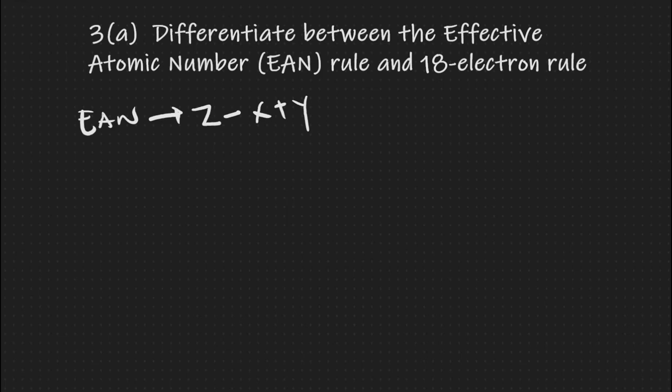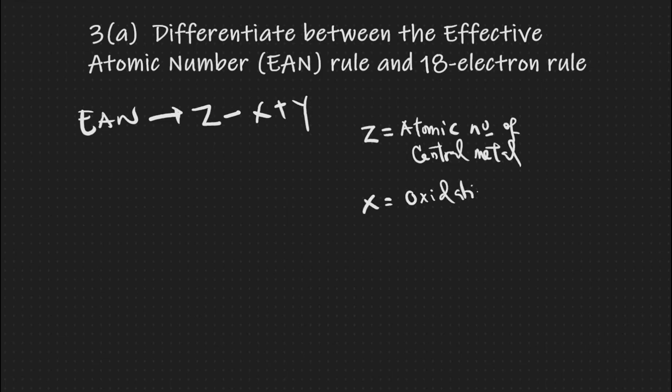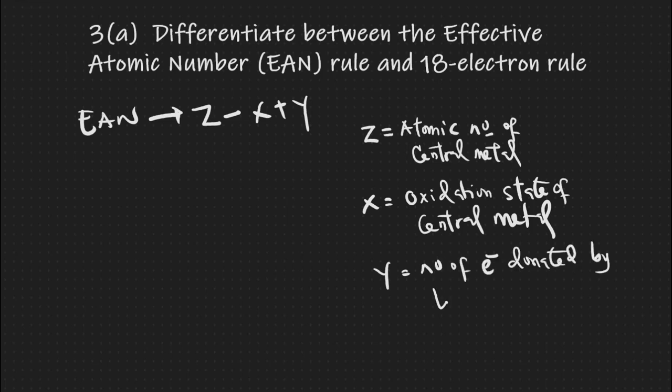So what is this Z, X, and Y? This Z is equal to the atomic number of the central metal. Then the X is the oxidation state of the central metal. And lastly, the Y is the number of electrons donated by the ligands. So that's the formula for calculating the effective atomic number of a complex.